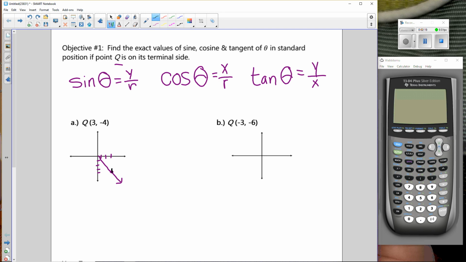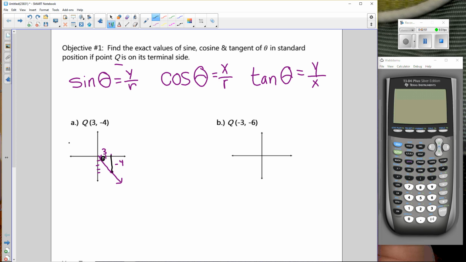So that's going to be a vertical line straight to the x-axis. And of course, this little angle right here is our theta. That's the reference angle that we always use. Now we know in this problem, the x-coordinate is 3. So that's our horizontal distance on the triangle. The height of that triangle is -4, and the radius is what we have to determine.